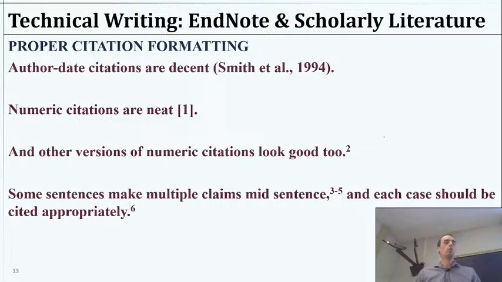So when you set up your system, you can do author date. That's fine. Maybe it's Smith et al. 1994, right? You'll see in EndNote, you could insert that citation. That goes before the punctuation mark. Now you can do the same thing and use numeric citations, with the bracket and a citation there. That also goes before the punctuation mark. There's an alternate: you could do superscript numbers. Those go after the punctuation mark.